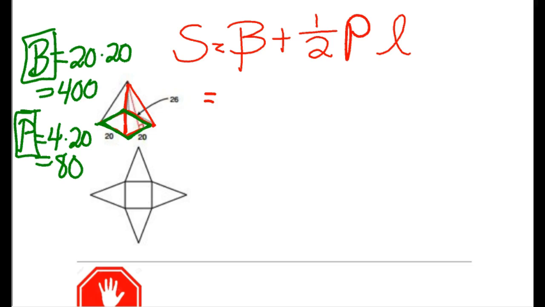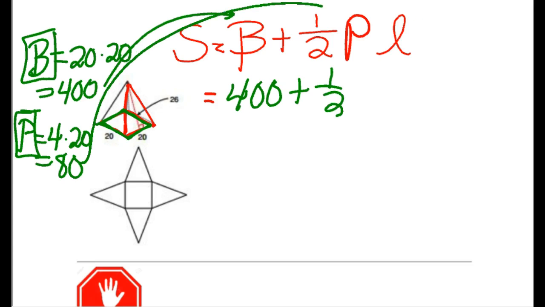Surface area is capital B, 400, plus 1/2 P, 80, times the slant height, 26. And then you'll go to your calculator and you'll calculate that out. Shouldn't be any rounding. It should be a nice answer.